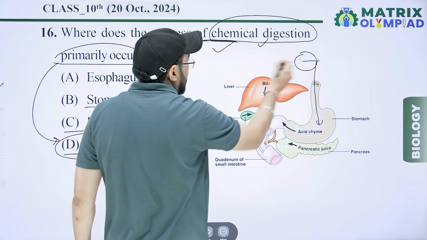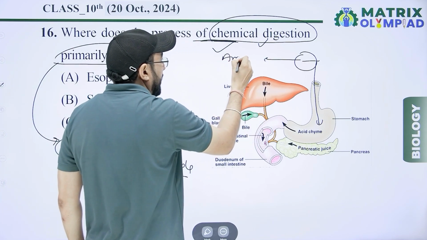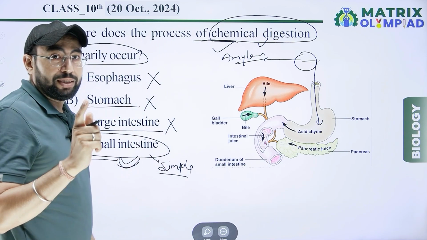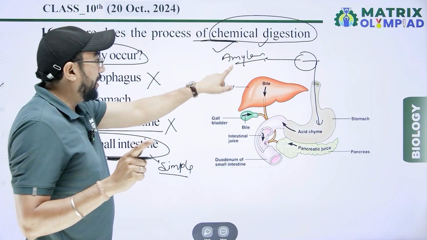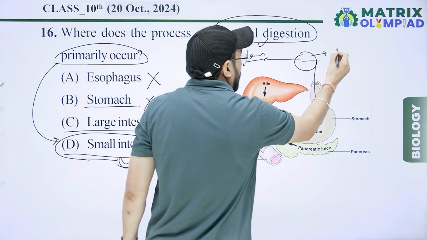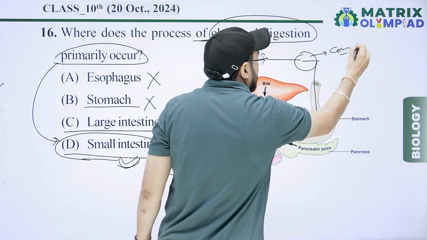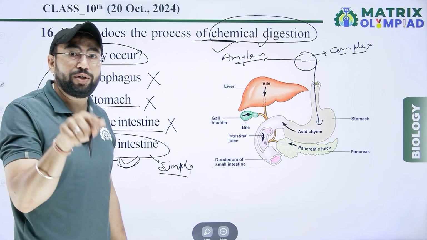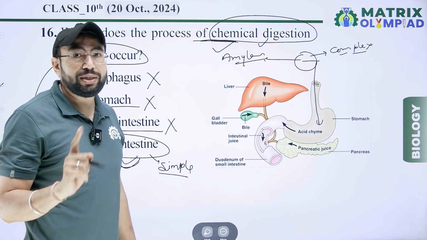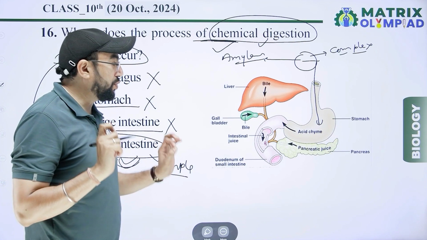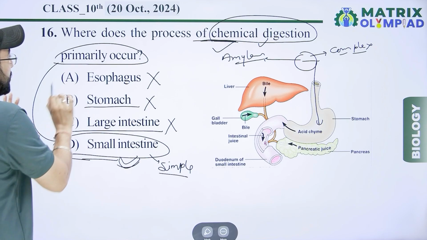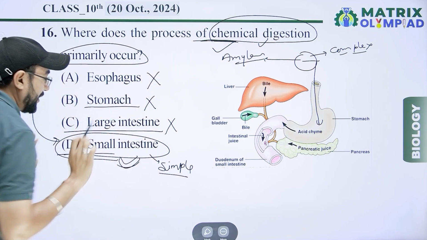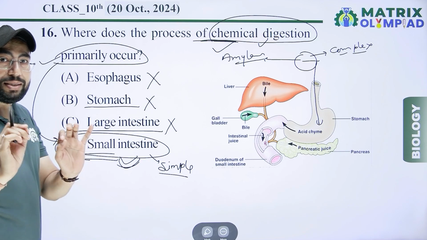Sometimes you people say amylase. Amylase starts from the mouth, buccal cavity, but here complex structure carbohydrate is converted into disaccharide. Polysaccharide converts into disaccharide. It is not completely chemical digestion. So according to the question, primarily chemical digestion is in the small intestine. So the correct answer is D.